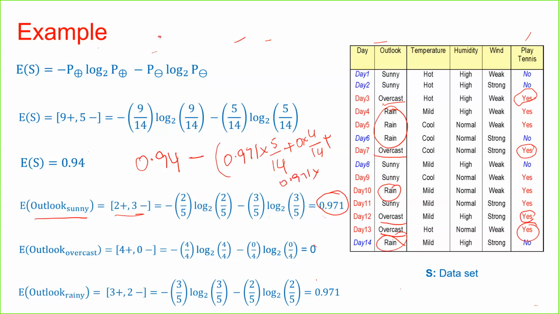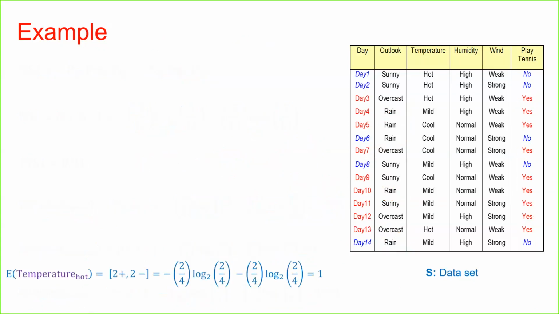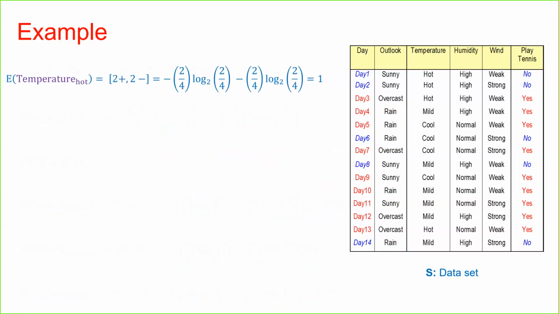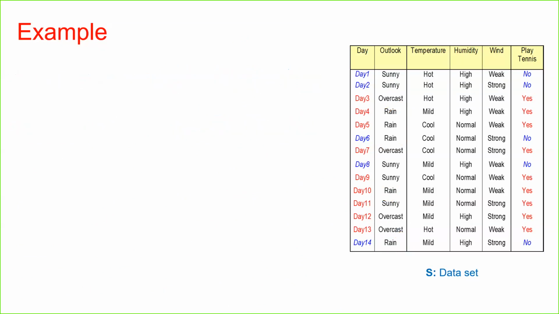how many of them are rainy? 5 by 14. This is the weighted fraction of the entropy we are computing after splitting. So this is what we compute. All right. So this is directly computing for every attribute value.